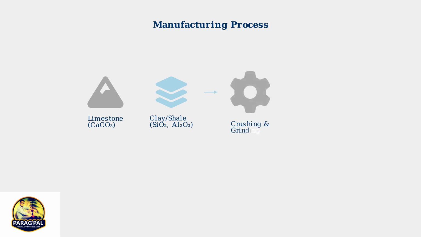The quarried materials are then crushed into smaller pieces and ground into a fine powder. This increases the surface area for better mixing and chemical reactions. The ground materials are mixed in precise proportions and fed into a rotary kiln. The kiln operates at extremely high temperatures, around 1450 degrees Celsius, causing chemical reactions that form clinker.